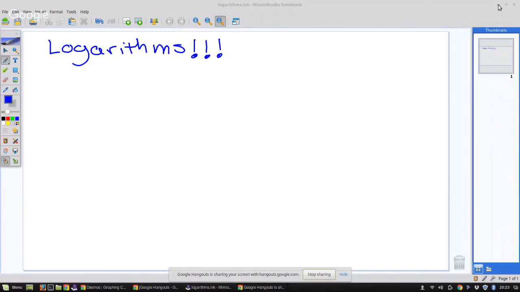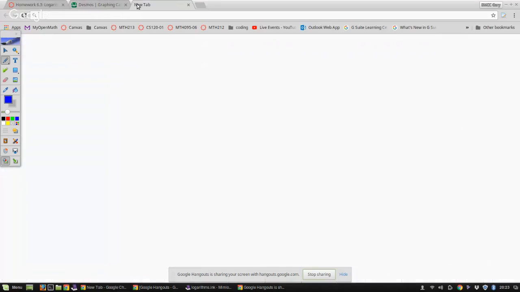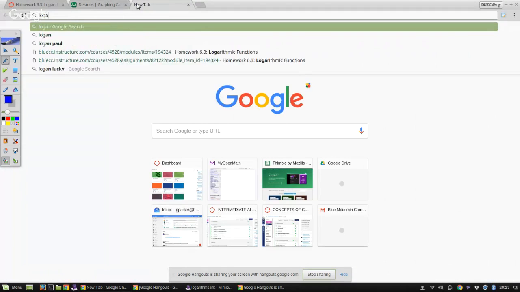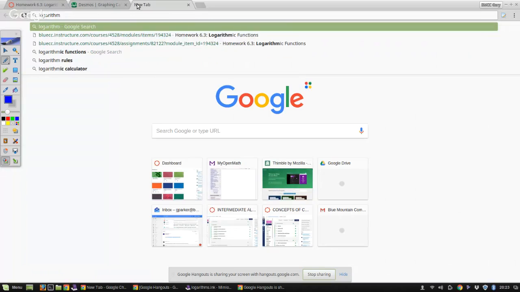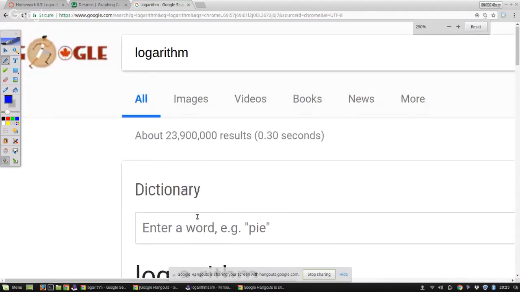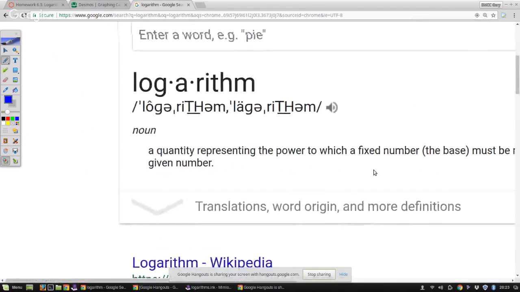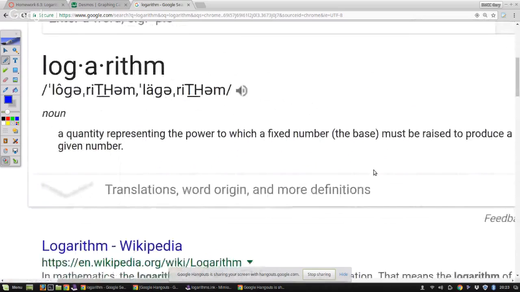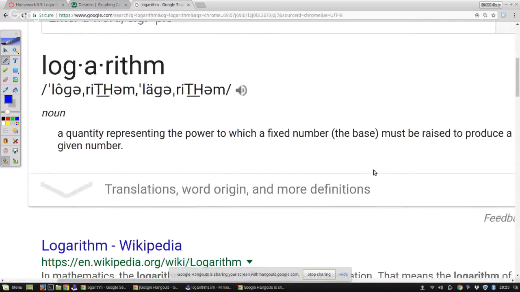So, what is a logarithm? Good question, I'm glad you asked. Before we ask Desmos, let's ask Google. According to Google, a logarithm is a quantity representing the power to which a fixed number, the base, must be raised to produce a given number. So a logarithm is the power.